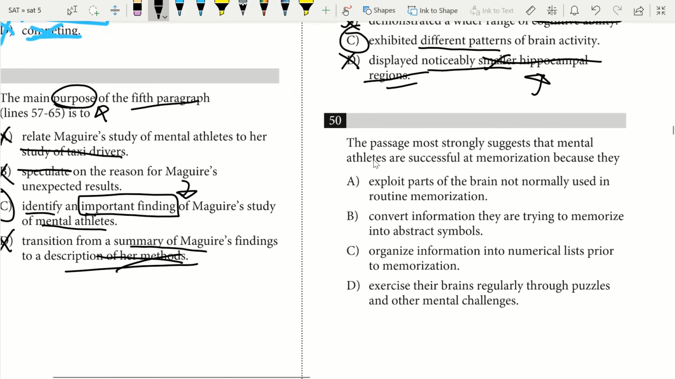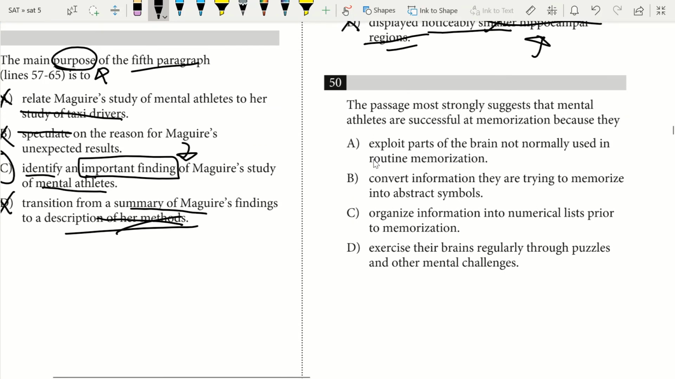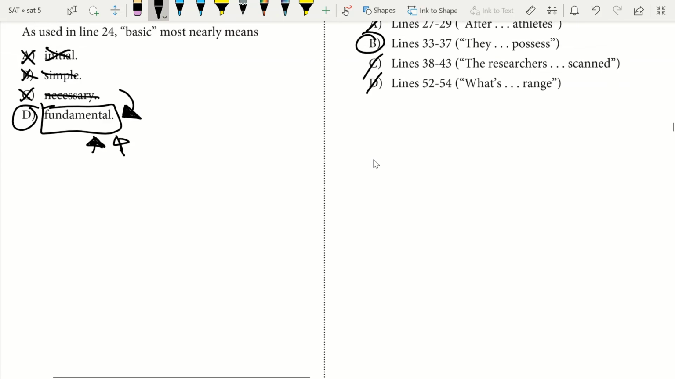So D is incorrect. 50, the passage most strongly suggests, so since it's saying it most strongly suggests, that tells me it's an inference question, that mental athletes are successful at memorization because they what? That's going to be them training, right? We talk about that at the end.